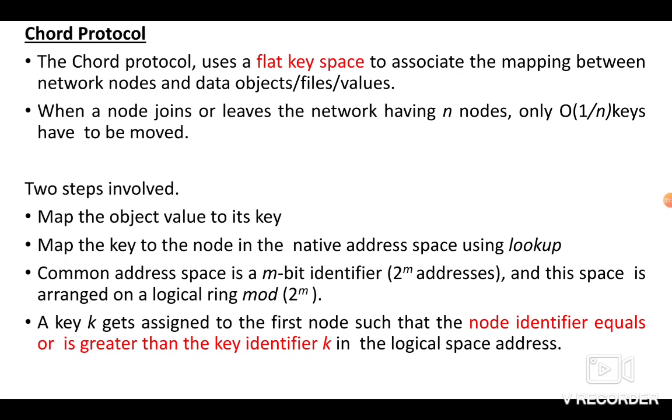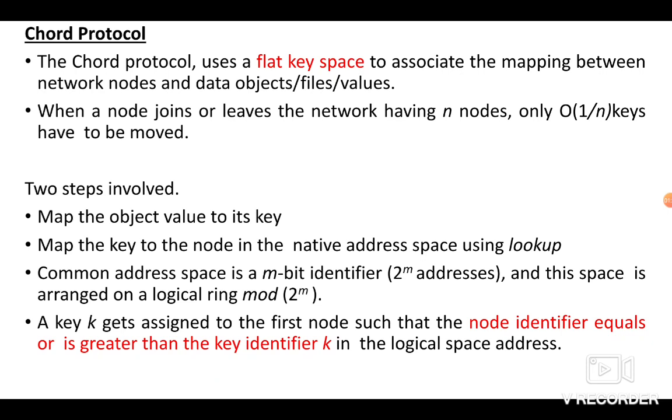We have two steps in the Chord protocol. In the first step, the object value is mapped to the key. In the second step, the key is mapped to a node. Usually the flat key space is used here. The common address space used here is an m-bit identifier, so you can use 2^m addresses, and these addresses are arranged in a logical ring. When you compute the successor of the key, we always have to apply the modulus operation.